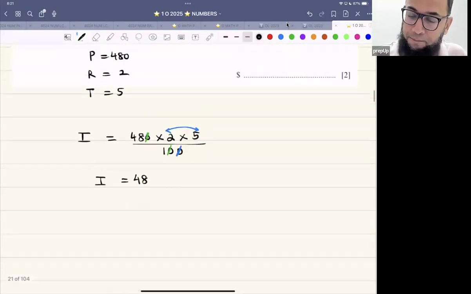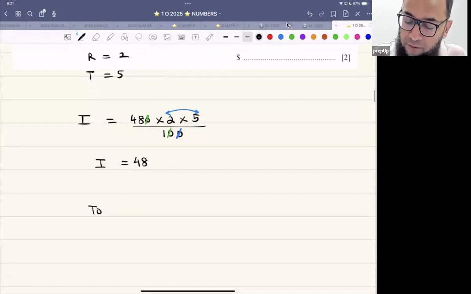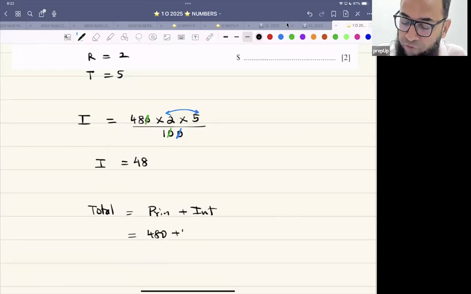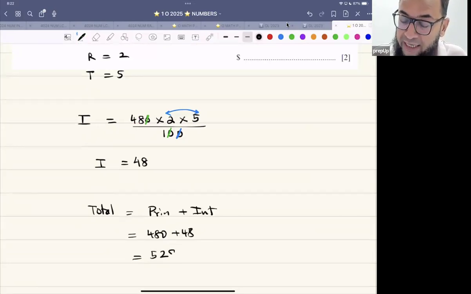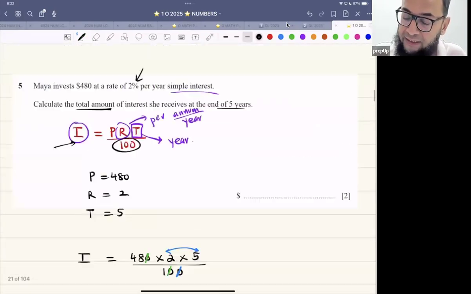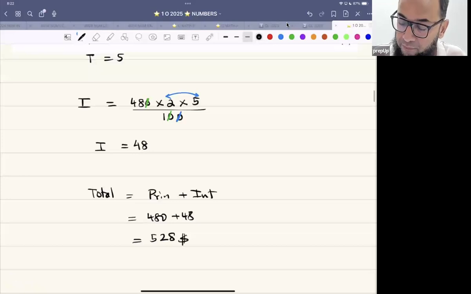Principal amount is 480. So total is principal plus interest. That is 480 plus 48. 480 plus 50, that is 530. Subtract a 2. 528 is the unit given. Yes, that is in dollars.